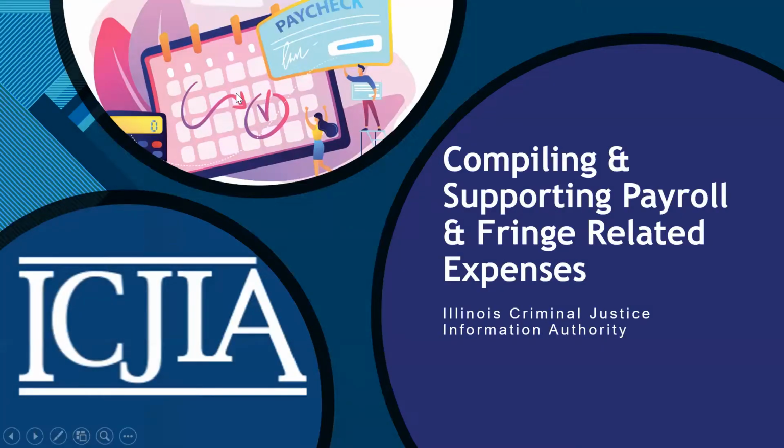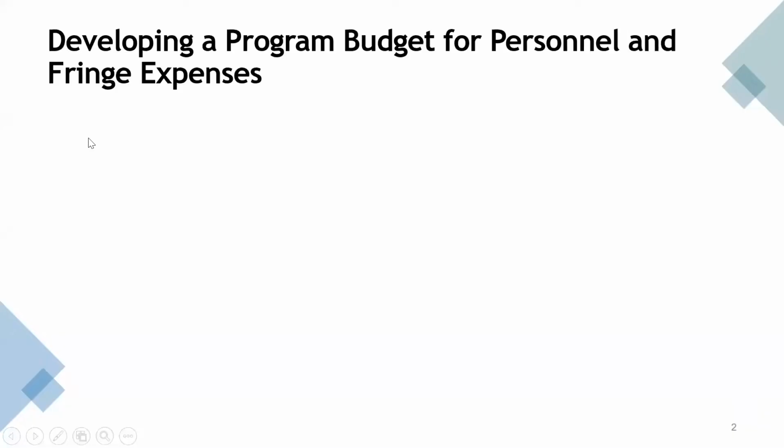Compiling and supporting payroll-related and fringe-related expenses will be the topic in this Illinois Criminal Justice Information Authority training. One of the first things you need to do is develop a program budget for personnel and fringe expenses.